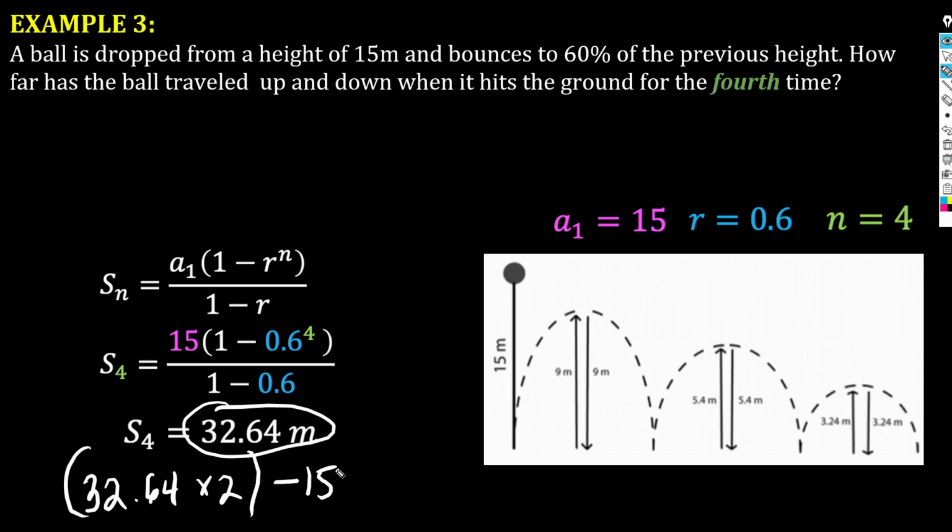Tama, 'di ba? Kung hinagis mo muna yung bola pataas. Pero hindi ganyan yung nangyari eh. The ball did not have to travel the initial upward direction of 15 meters. No, it was dropped from that height. So, pag dinoble mo etong 32.64, that is counting the 15 twice, making the assumption that it was thrown upward, that it made an upward travel first. But it didn't. That's why we take away the 15 at the end because, again, it did not make an upward travel. It was dropped from a height of 15 feet. Correct? Okay, very good. Naintindihan yun, ha?